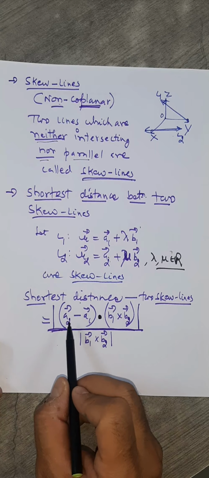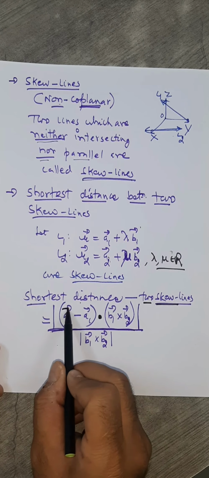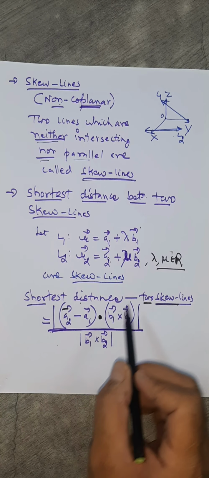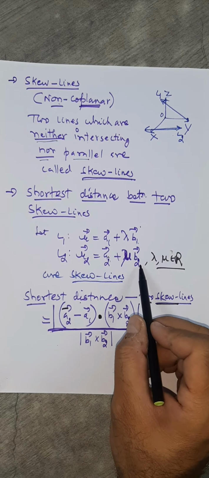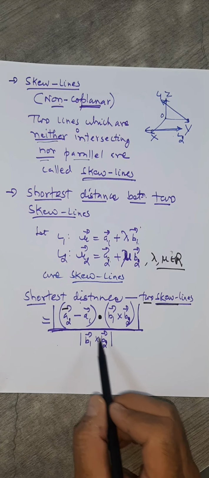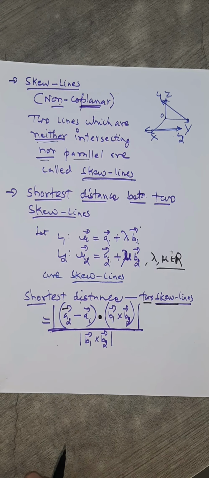I repeat, the shortest distance between two skew lines is given by the difference of these two, dotted with the cross product of the two directions, upon its magnitude. This is the formula to get the shortest distance between these two. So that's all about the theory of lines. Now in the next session we start with exercise 11.2, which is purely based on the theory portion.